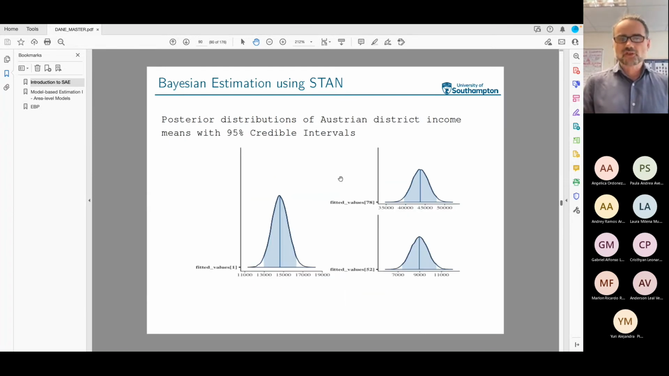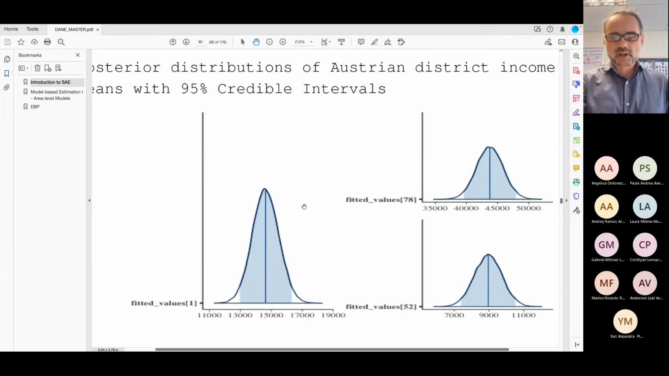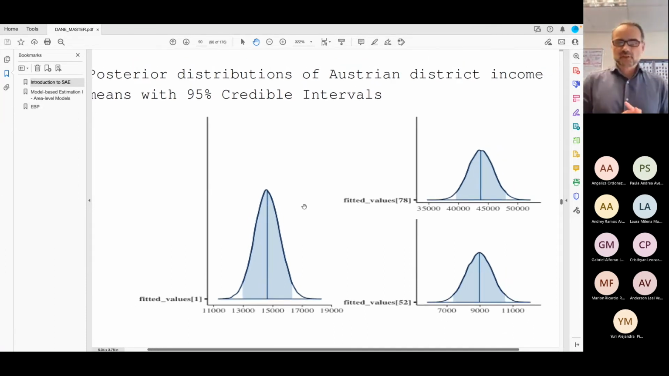From the Bayesian results, you can also get posterior distributions of the district mean equivalized income, and also get a 95% credible interval. And here, what I have done is I have plotted the posterior distributions for 3 areas. So area 1, area 78, and area 52. Okay, so say for area 1, you see that the point estimate under this framework is just below 15,000, with credible intervals that go from 13,000 or a bit below 13,000 to about 16,000.